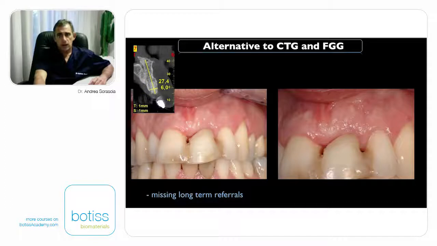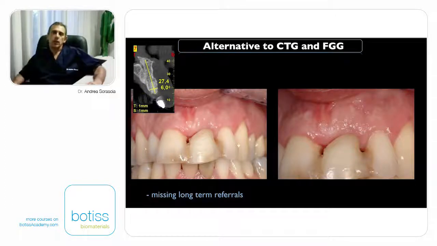So, on the top left features, through a checkup CT scan, it's evident a good bone regeneration both vertically and horizontally. And this is 6 months after the surgery. We also have a good stability and volume of the soft tissue.